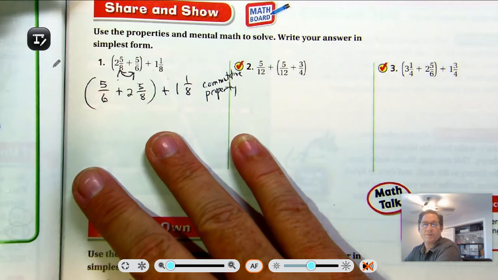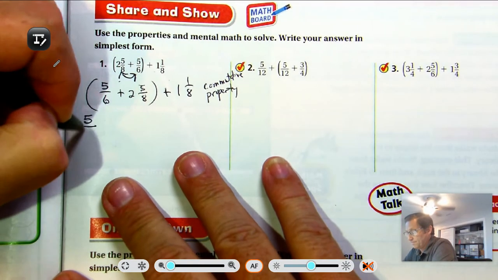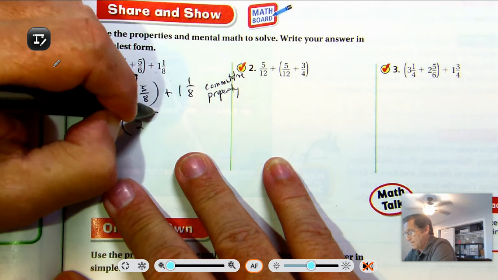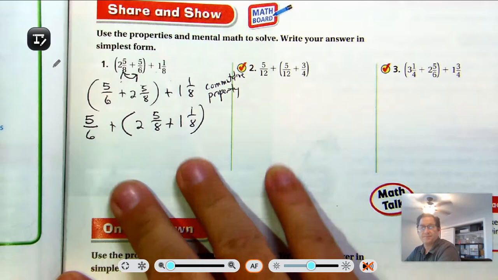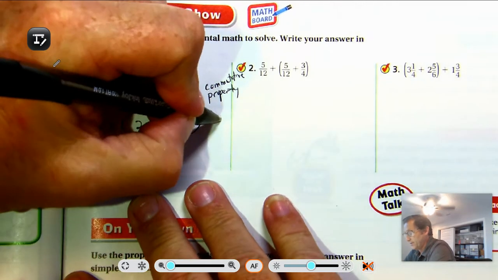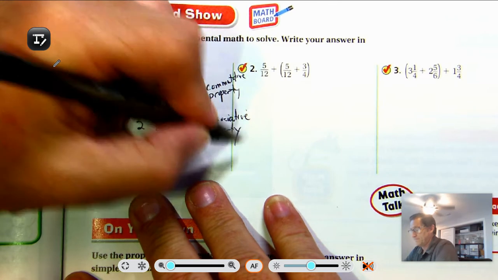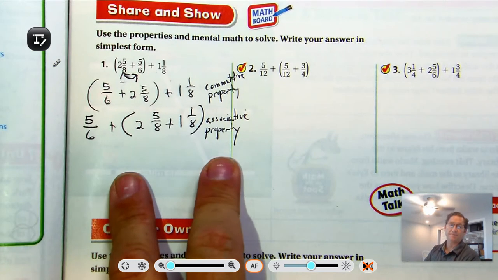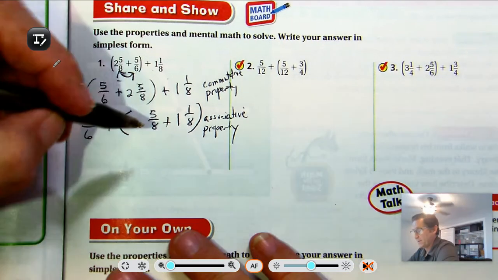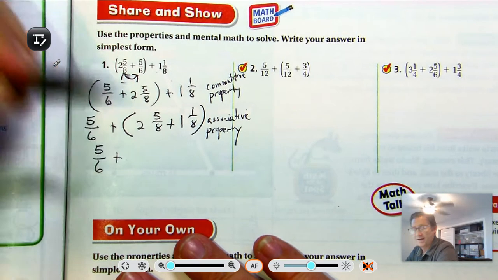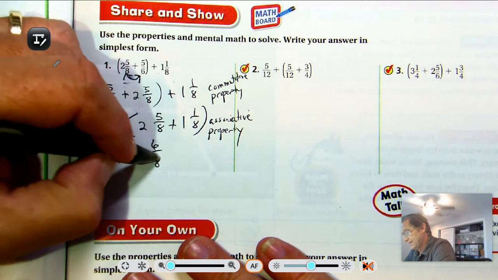Okay, so the commutative property allows us to switch the order. Now we're going to regroup. And I'm going to join 2 and 5/8 with 1 and 1/8. And that's the associative property, which allows us to change the grouping. Okay, now 5/6 is on the outside, and we've grouped the eighths together. All right, so let's simplify. 2 and 5/8 plus 1 and 1/8 is 3 and 6/8.